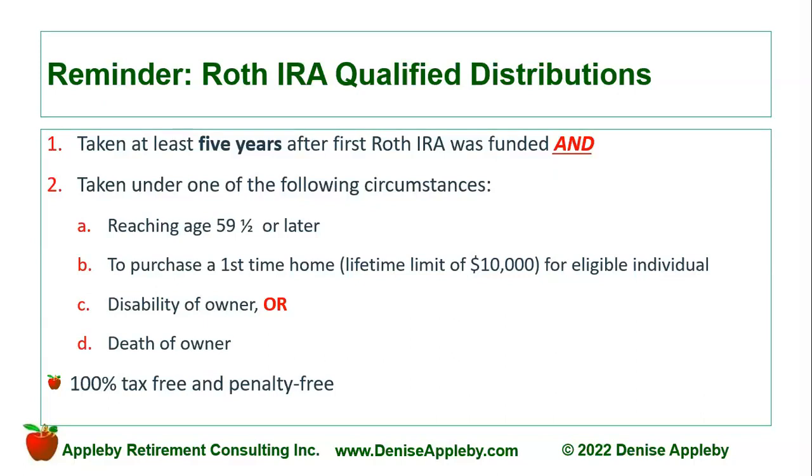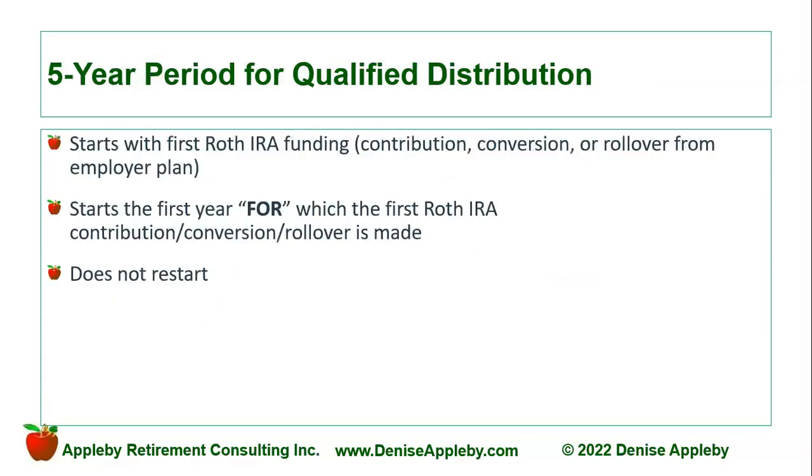Now, in addition to meeting that 5-year requirement, the individual must be at least age 59 and a half when the distribution is being taken, disabled, or withdrawing up to $10,000 for a first-time home purchase for an eligible individual. There's also another exception where if the account owner died, then the distribution would be qualified. So those are the 2 requirements, except that in case of the death of the IRA owner, of course, the distribution would be taken by the account owner's beneficiary.